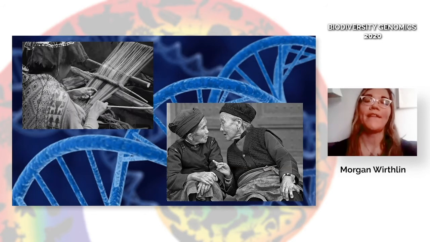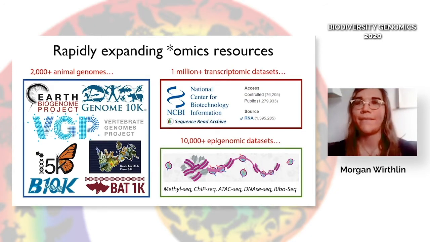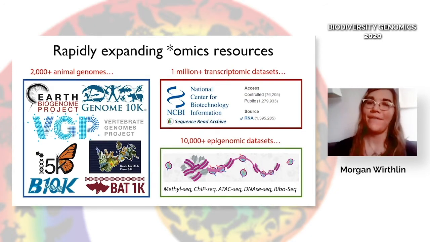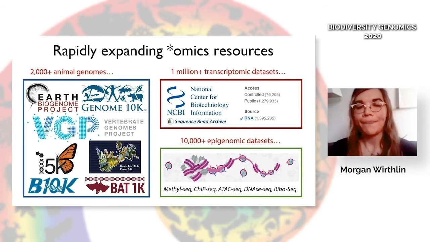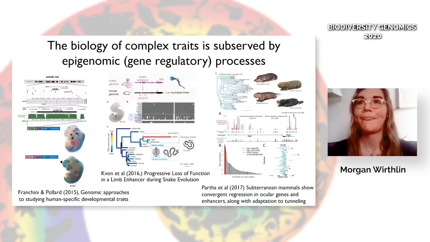But how are complex behaviors like these encoded in our genetic material? Now, in the last 2 decades, we've seen massive expansion in the number of genomic resources available, ranging from the genome sequences themselves to transcriptomics that indicate which genes are being turned on or off in a given tissue. More recently, epigenomic data resources have also become available. And these are what really reveal the regulatory processes that underlie gene activity.